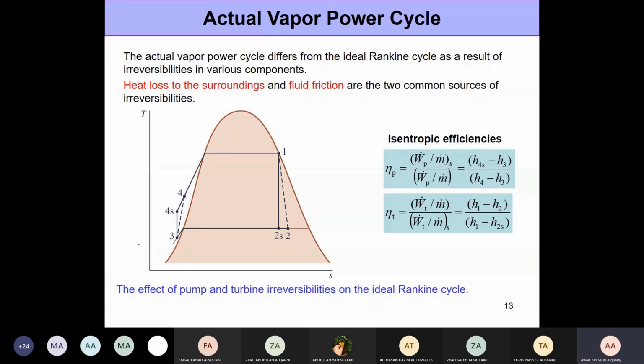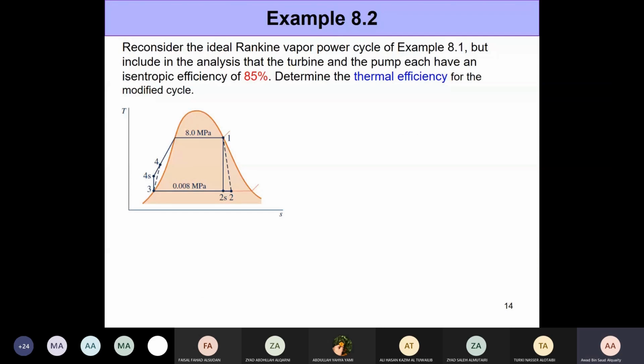All right. So this is all about isentropic efficiencies. We will just look at how the previous problem would change when you consider some isentropic efficiencies and how the cycle efficiency would go down a bit. This is the problem. The first problem in your homework also involves isentropic efficiency, so make sure you understand this part. If you have any questions, please ask me right away.